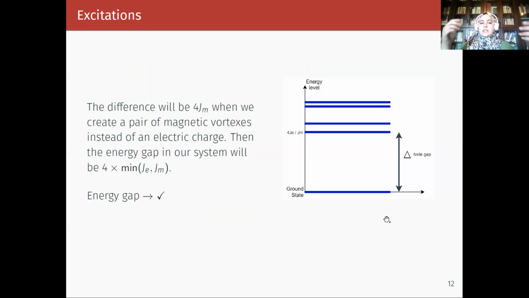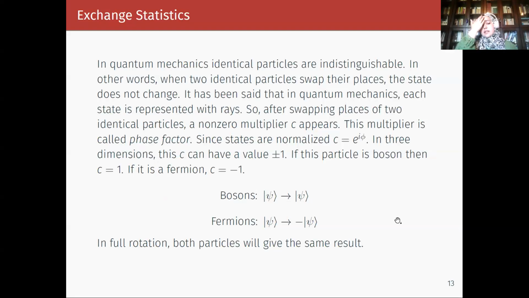If I had done the same calculation for the magnetic operator, then the energy difference would be 4 JM. So according to which one is smaller, the gap between the ground state and the first excitation state will be 4 JE or 4 JM. So this shows us the energy gap, which was the first property for a system to be called a topologically ordered system. Now we need to show the second property, which was the non-trivial braiding statistics.